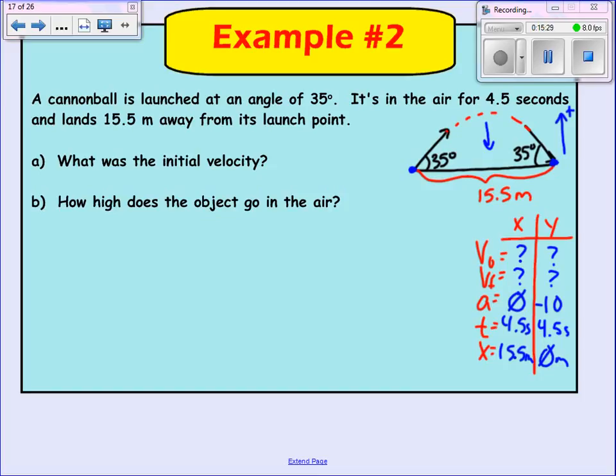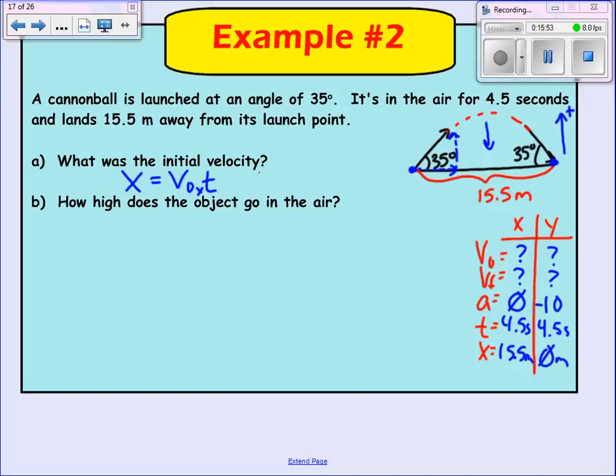The first question is asking me, what was the initial velocity for this object? In order to know what the initial velocity is, I need to know either the x component or the y component. Since I know my x displacement and I know what my time is, I could solve for what my initial velocity is in the x direction. So let's go ahead and do that.